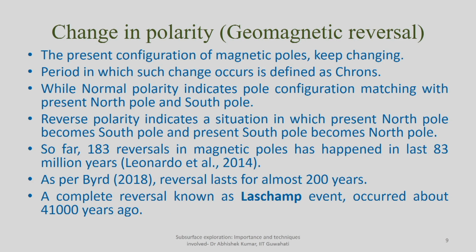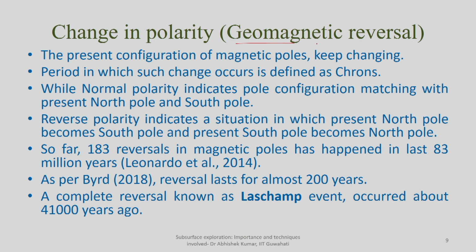Now, change in polarity is one important parameter. Whatever current configuration of magnetic north and magnetic south pole we see, it is not a constant configuration, rather it keeps on changing every several thousand years, which is also called geomagnetic reversal. The present configuration of magnetic poles keeps changing. So the period in which such a change occurs is defined as chrons.